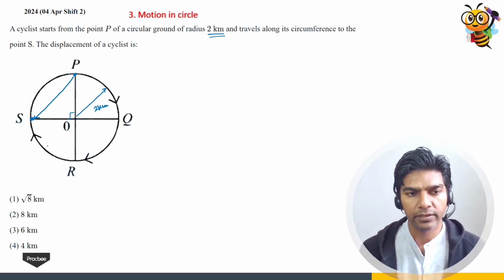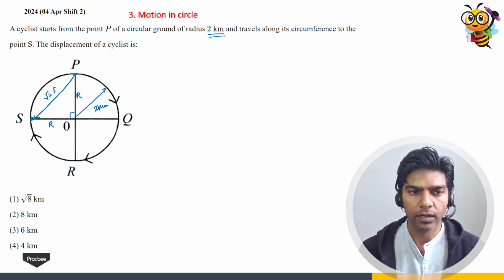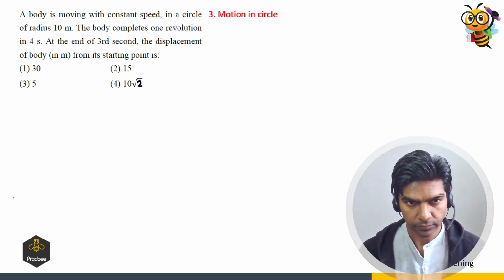If you look at this right angle triangle, this side is R and this side is R, and the radius is given as 2 kilometers. So the hypotenuse will be root 2 times R. So it will be 2 root 2 kilometers, or we can write this as root 8 kilometers. So option 1 is the right answer.